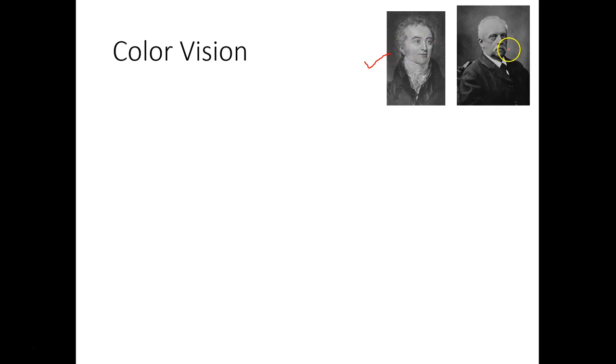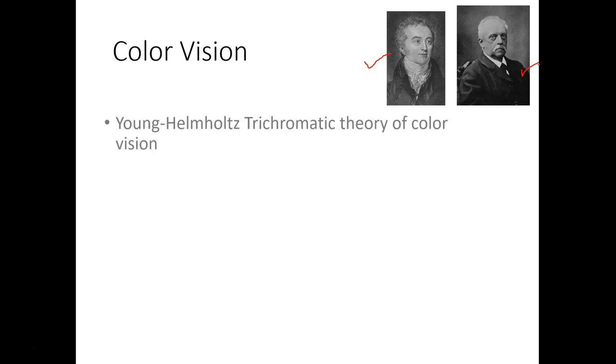50 years later, Helmholtz, a German physician, wrote about the role of cones in color perception. Because they both came up with a similar theory, this theory came to be known as the Young-Helmholtz trichromatic theory of color vision. It essentially states that our ability to see color is the result of activation of three sets of cones, activating at various levels, allowing us to perceive all colors of the visual spectrum.